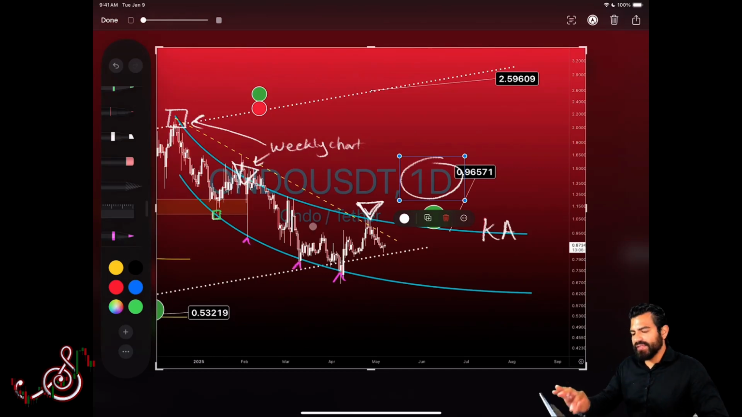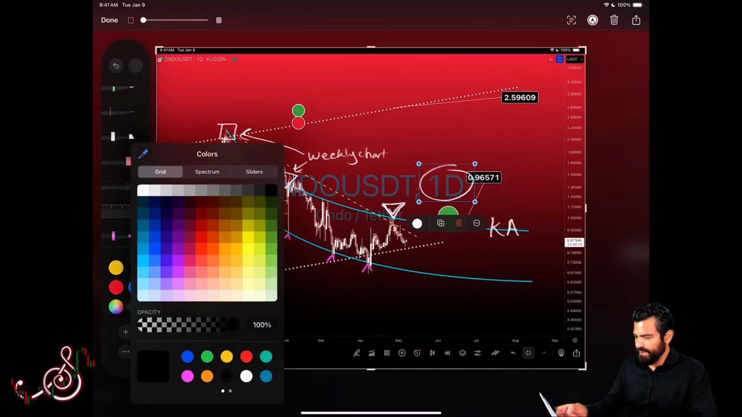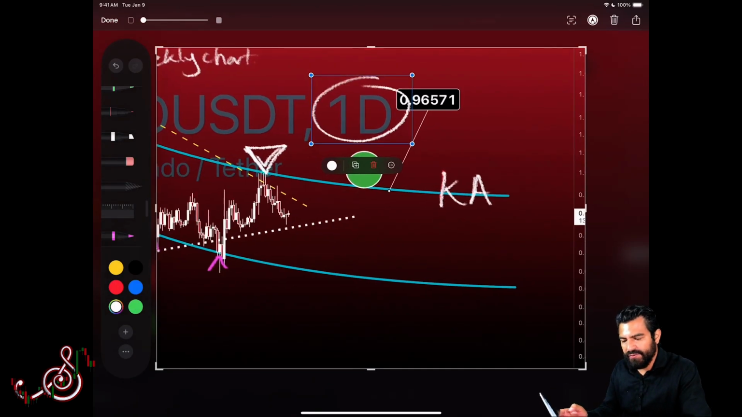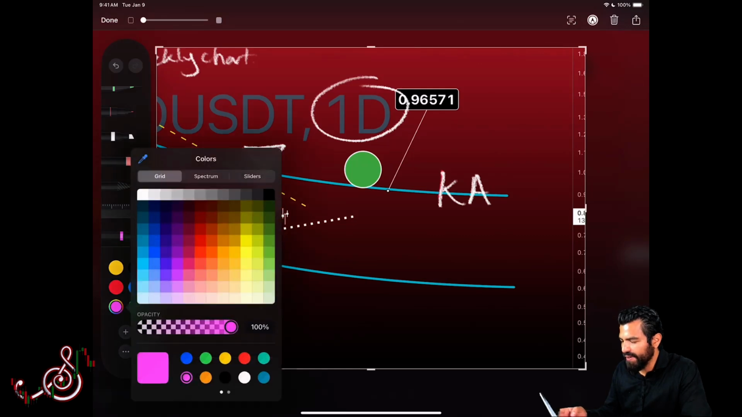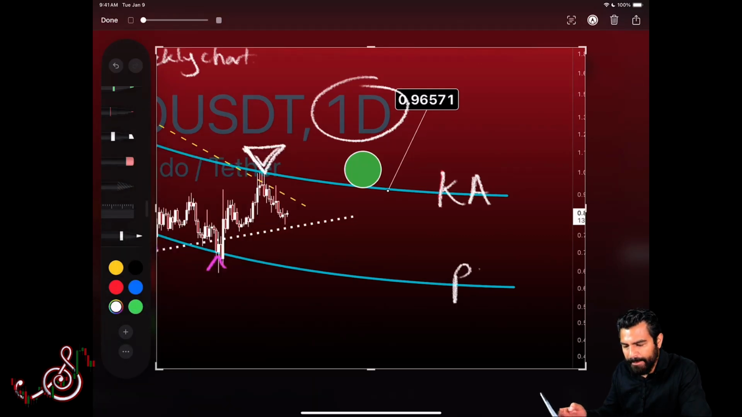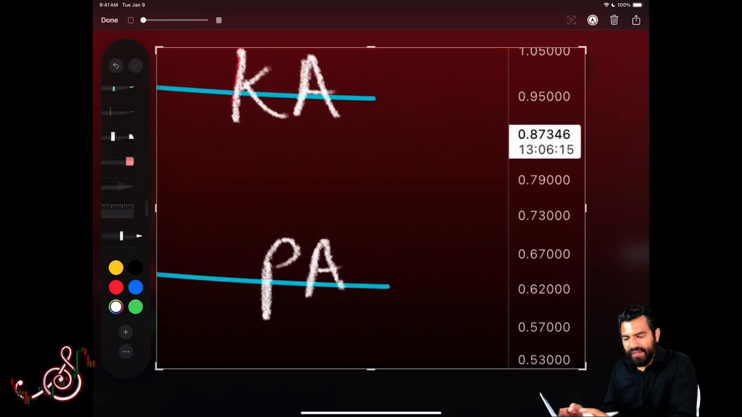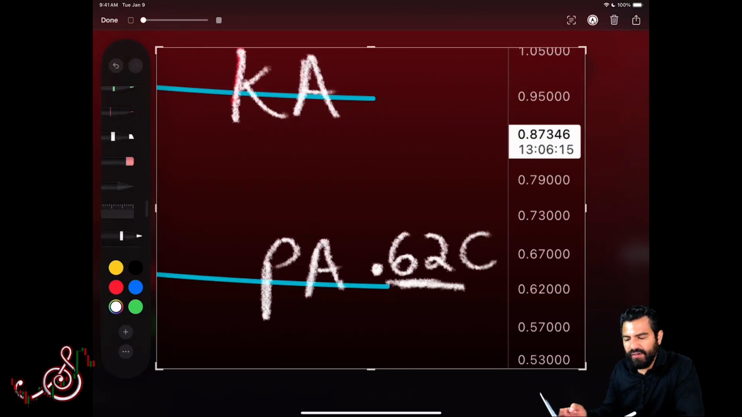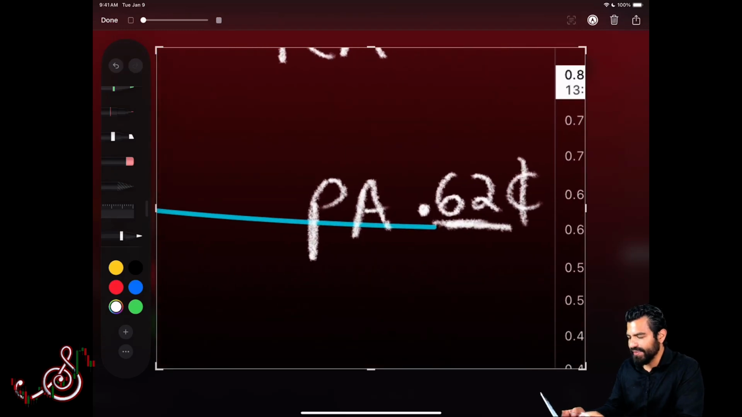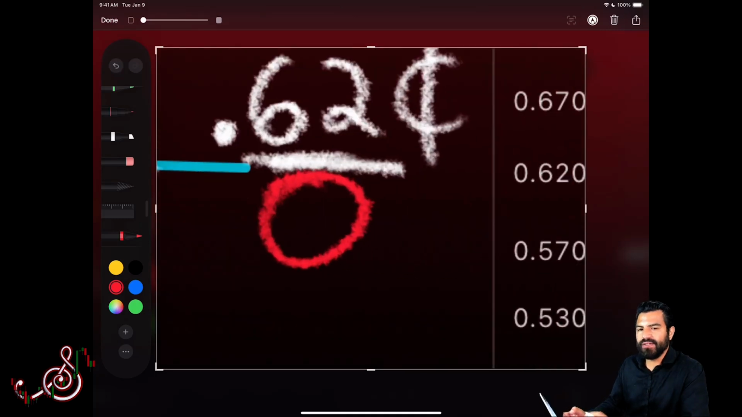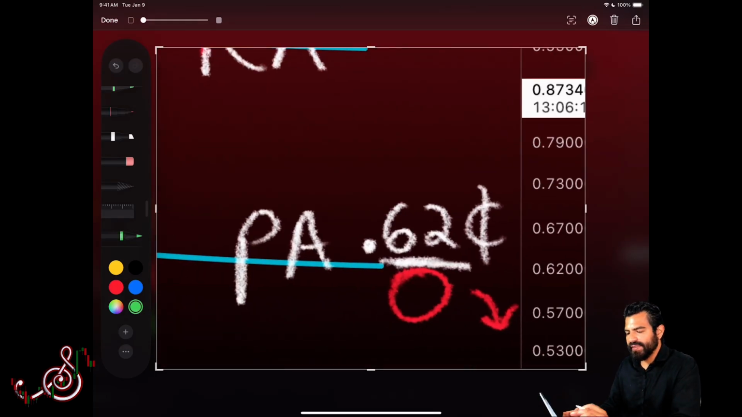So this lower phantom is a ghost of the original key angle. So this area here, we're just going to write PA. And it also levels out, by the way. It's going to level out on the lower side of 62 cents. So if we're looking to see the floor for ONDO right now at 62 cents, and if price starts trading below 62 cents, we're going to be expecting things to go south really quick, because it's not a healthy spot for us to be here at 62 cents.